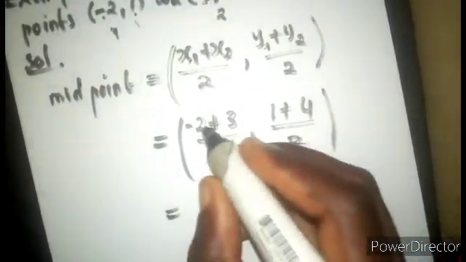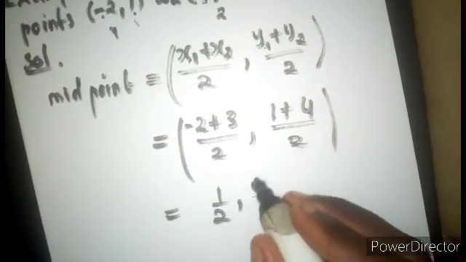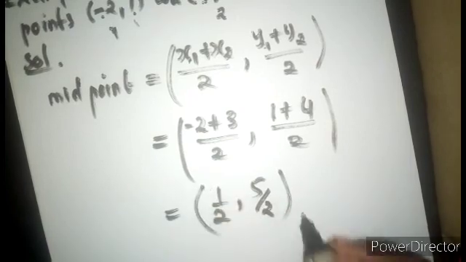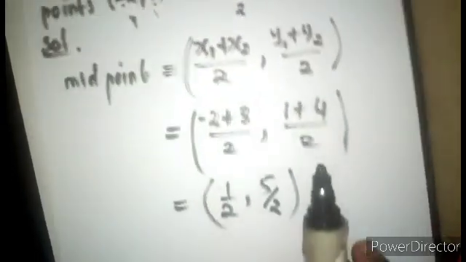So what do we have? -2 plus 3 is 1, so we have a half here. This is 5 over 2. So this is the midpoint of these two points.